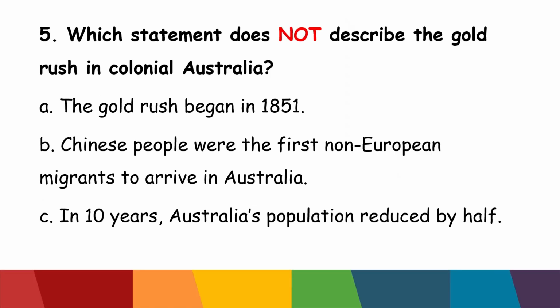Question 5. Which statement does not describe the gold rush in colonial Australia? A. The gold rush began in 1851. B. Chinese people were the first non-European migrants to arrive in Australia. C. In 10 years, Australia's population reduced by half. The key word here is not. The question gives 2 correct statements, but we're looking for the statement that is not correct.